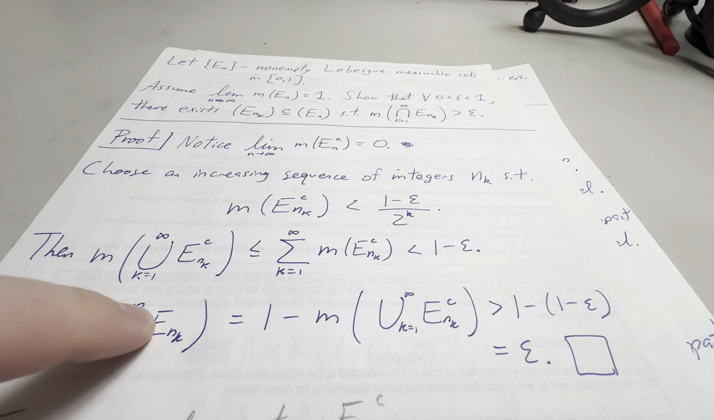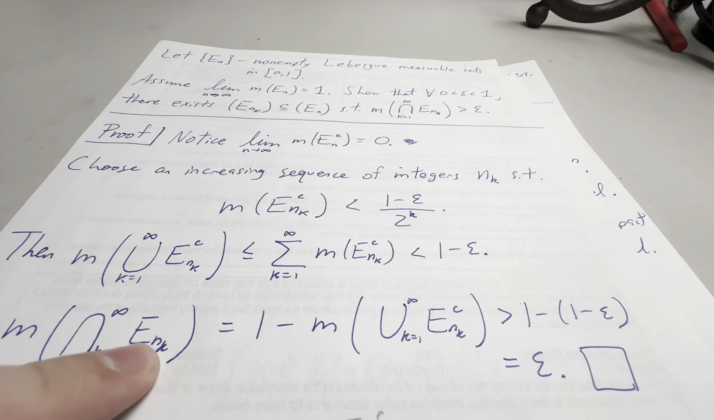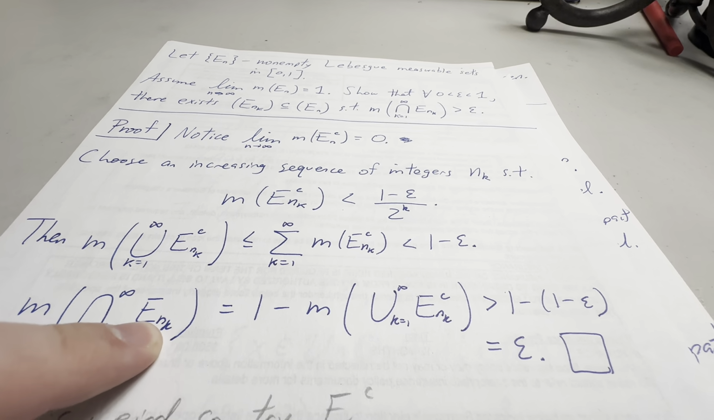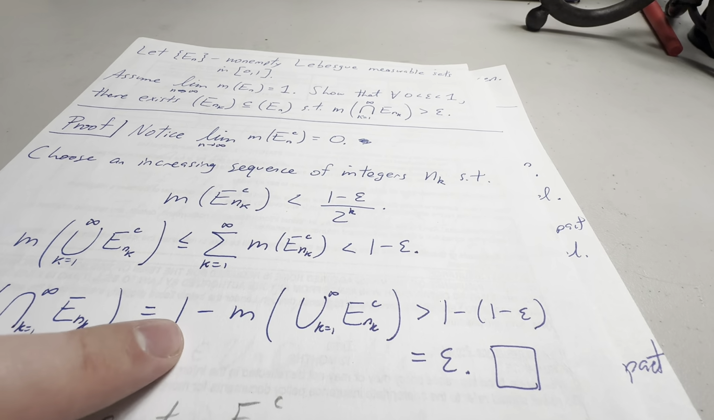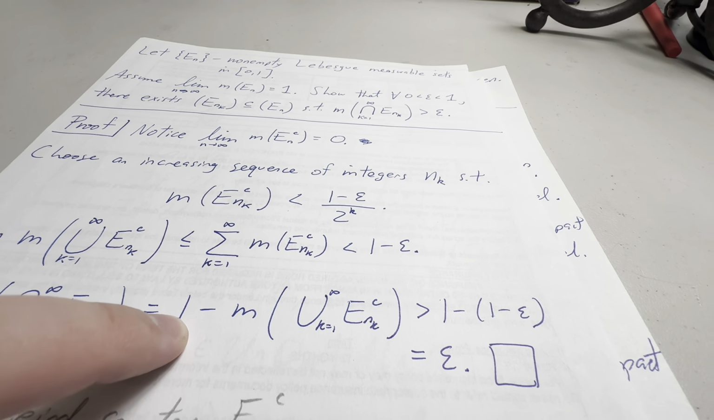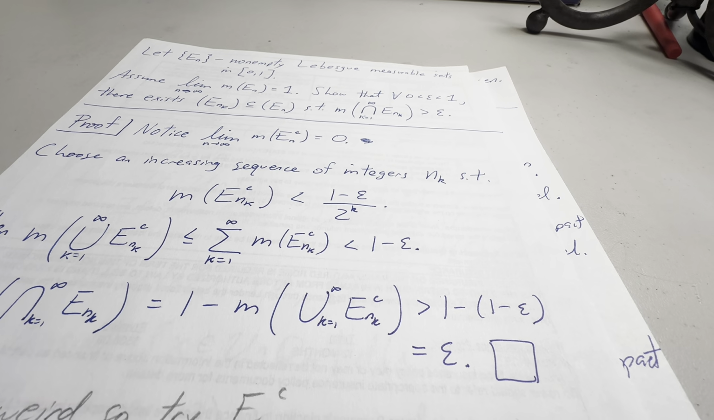I think it should be fairly straightforward. I'm struggling to find the words, but if you're intersecting all these E and Ks and you want to measure that small set, then one way of looking at it is: take the measure of the full interval and then just remove all the stuff that was outside of the set. And that's how we end up getting this guy.